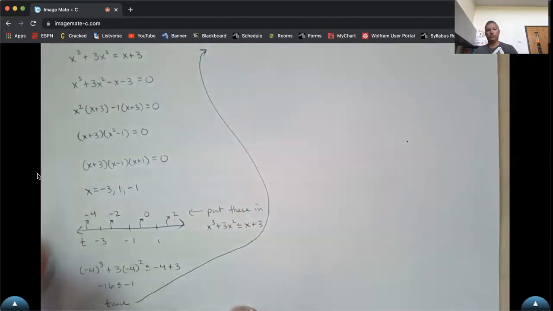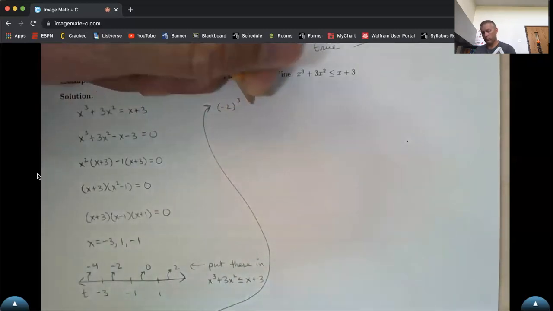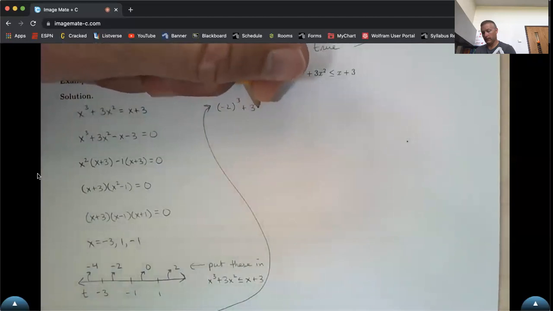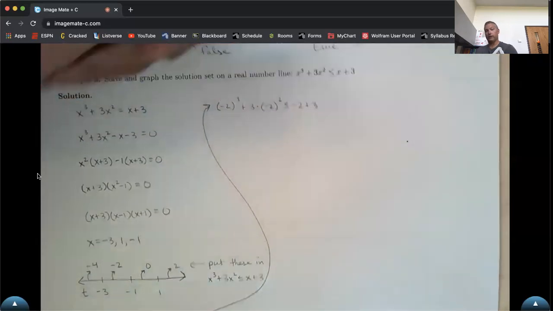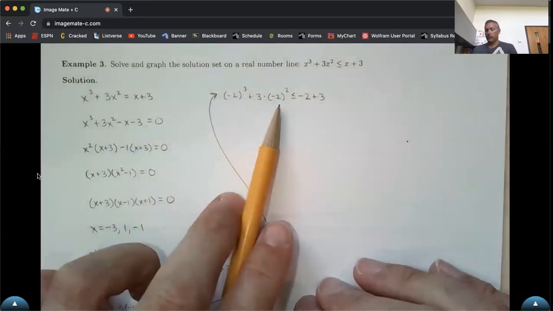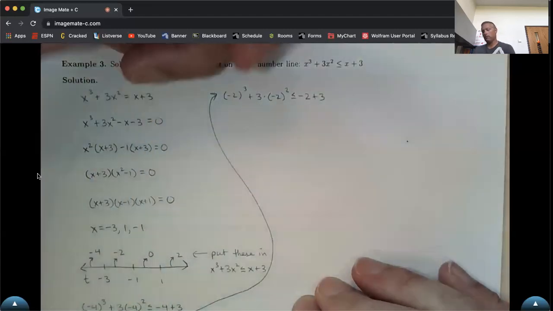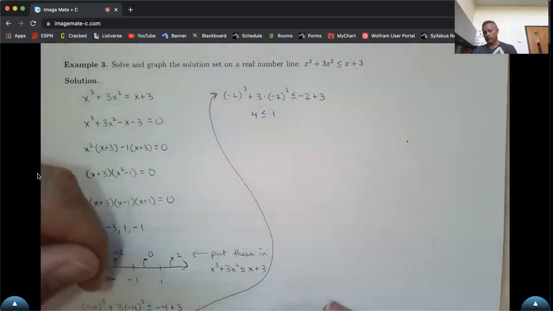Next, we put in -2. So -2 cubed plus 3 times -2 squared less than or equal to -2 plus 3. So that's -8 plus 12, 3 times 4. So that's 4 less than or equal to 1, which is of course false.